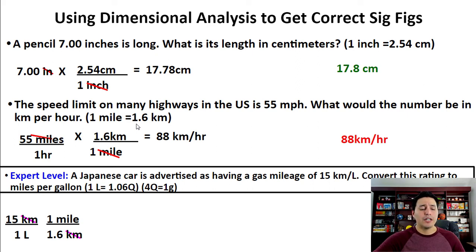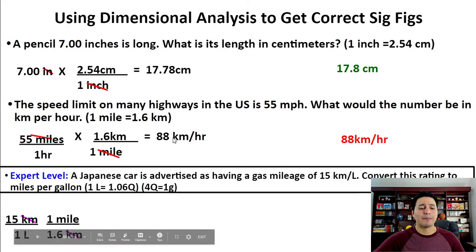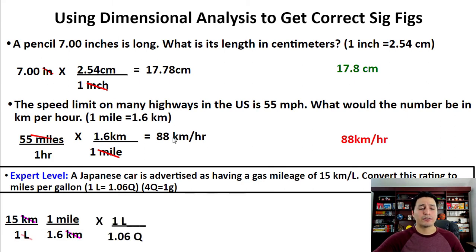But we don't want miles per liter. So what we want to do next is get rid of liters. So now I will use this conversion right here, and I'm going to put liters on top. So we know that 1 liter is equal to 1.06 quarts. So now liters will get rid of liters, and our current answer is in miles per quart.